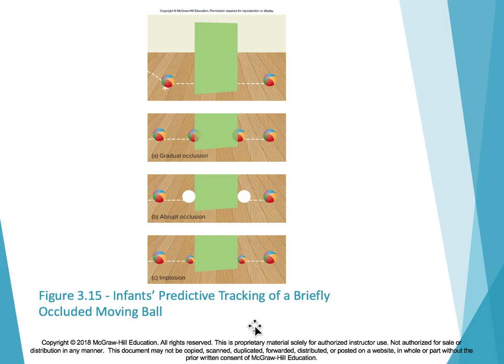Infants' predictive tracking of a briefly occluded moving ball. This is a figure from your book that demonstrates different ways here. There's gradual occlusion. So look here, here, and then here. Then abrupt, look here, and then here, and then implosion. You see there's a change in size here.